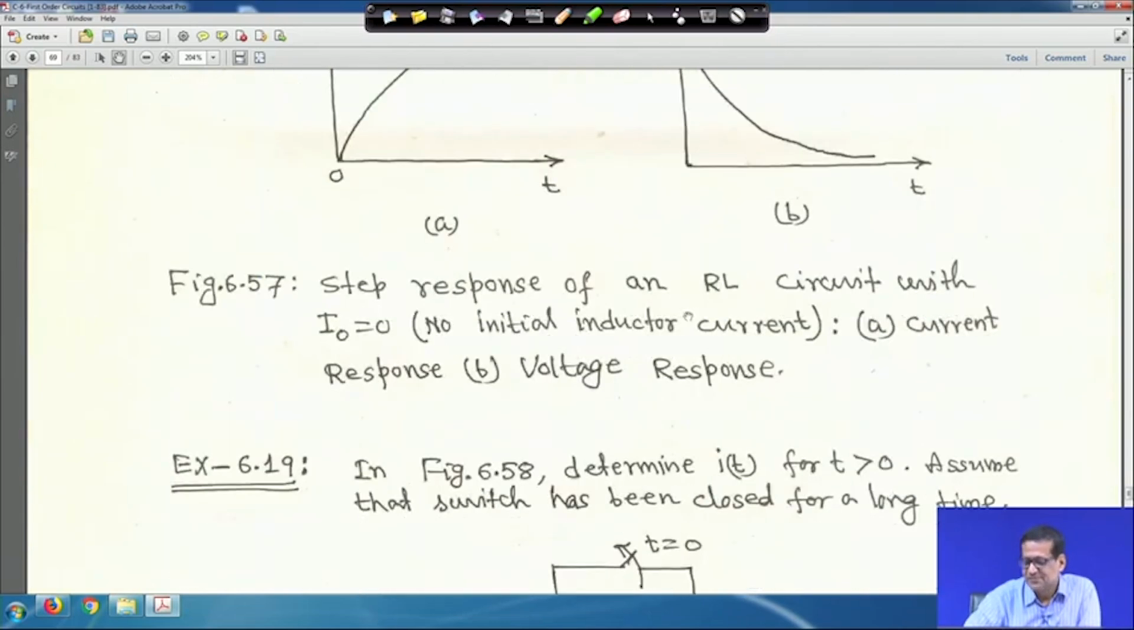So, this is the step response of the RL circuit with I0 equal to 0, no initial inductor current, right. A current response, and second is the voltage response.